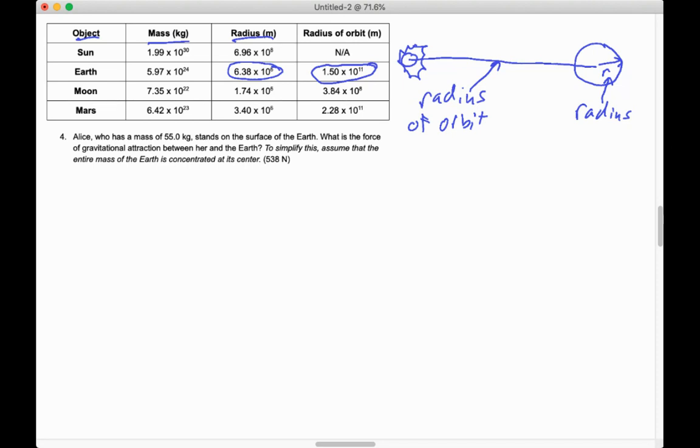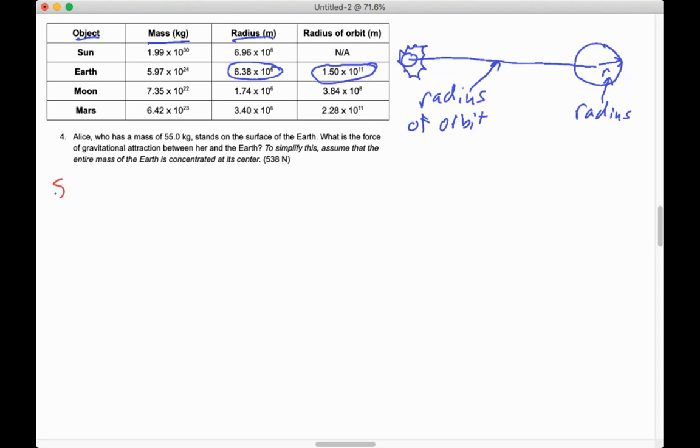And now to show you how to do the scientific notation in the calculator, let's just start doing the problem. So we have Alice, who has a mass of that. She's standing on the surface of the Earth, and we want to know what is the force of gravitational attraction between her and the Earth. To simplify this, we're going to assume that the entire mass of the Earth is concentrated at its center.